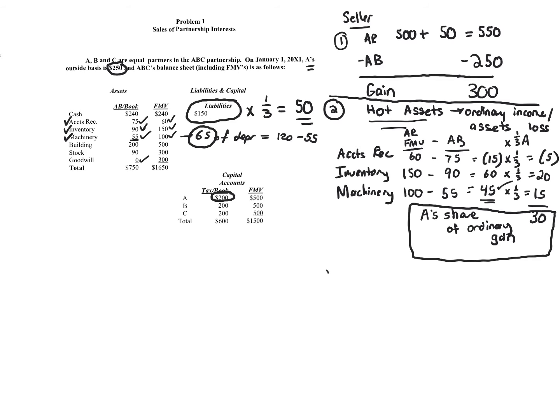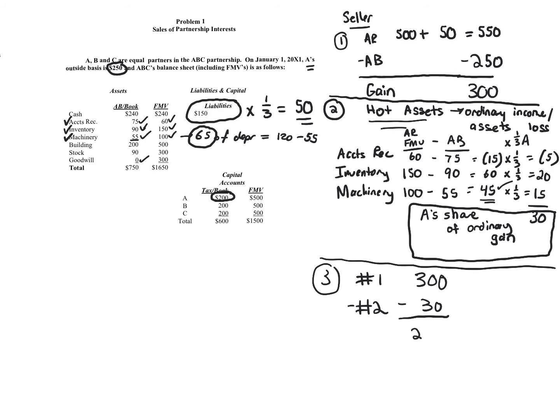Finally, we get to step 3. Step 3 is the easiest step. We take step 1 minus step 2. So step 1, we have a total gain of $300. Minus step 2, 30 gain. We get $270. This is a $270 capital gain that A takes on. It would be long-term capital gain if A held a partnership interest for more than a year, short-term for a year or less. So you notice that 270 plus 30 is 300, and that's exactly how it works.